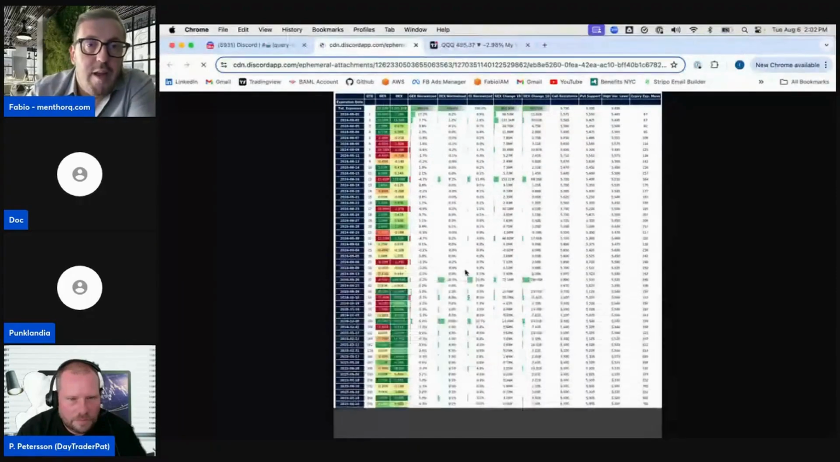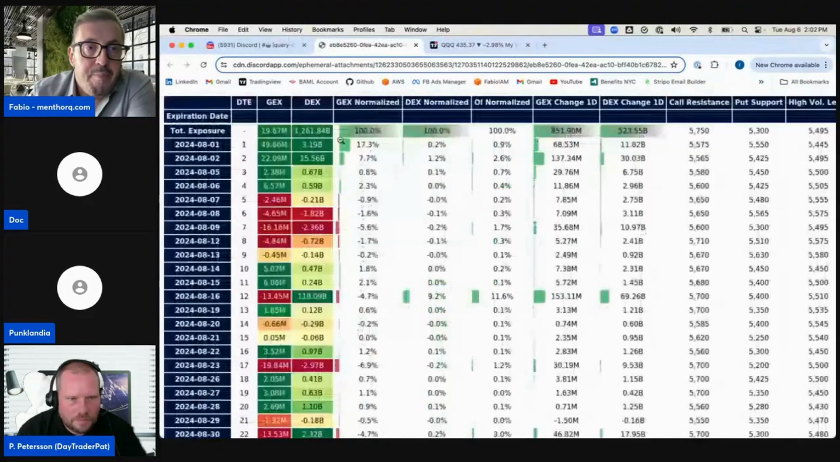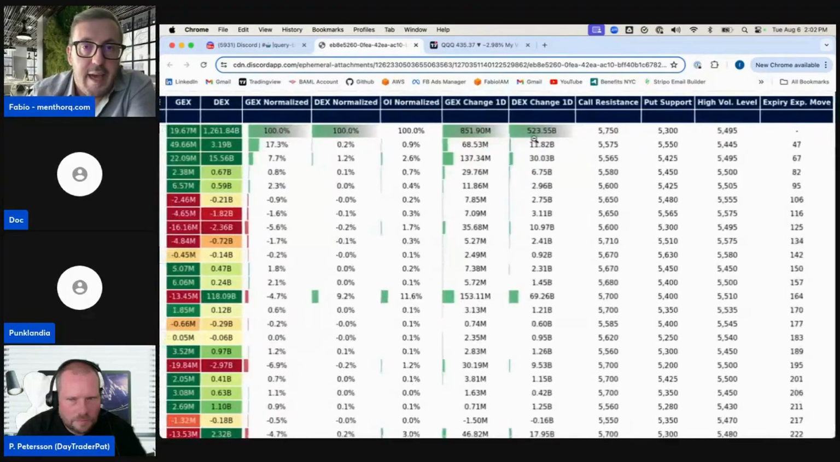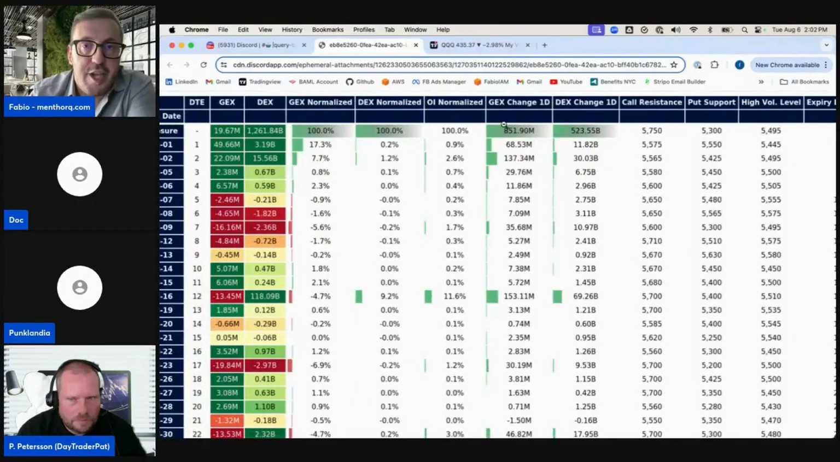So the first thing you want to look at is the top here. You want to see the total exposure. Whenever you see green, it means that GEX and DEX are positive. So whenever you see a green total exposure, it means that we are in positive gamma. We're going to explain in a second what that means and how you can prepare for that. You also want to look at the other data, such as how the GEX and the DEX changed over one day. So we see an increase in positive gamma compared to the previous day, as well as an increase in positive delta compared to the previous day.